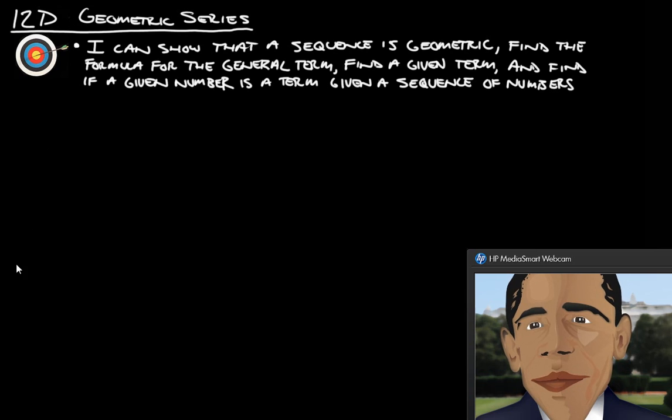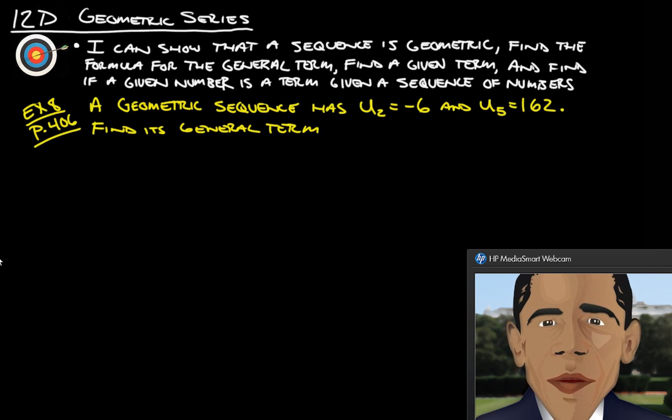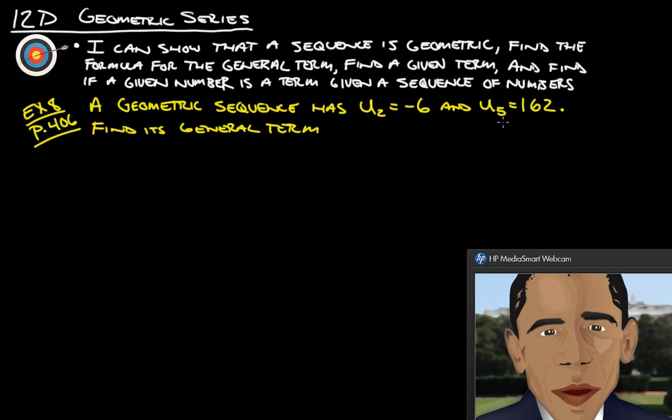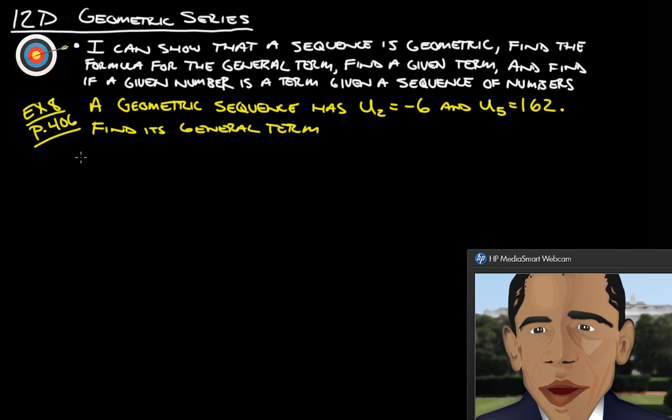All right, last example. Example 8, page 406. A geometric sequence has u sub 2 equals negative 6 and u sub 5 equals 162. Find its general term. So what this means is the second term is negative 6 and the fifth term is 162.